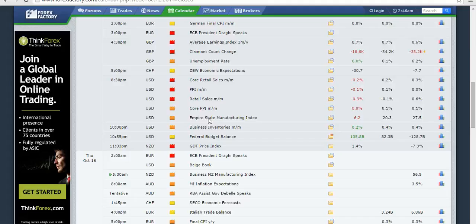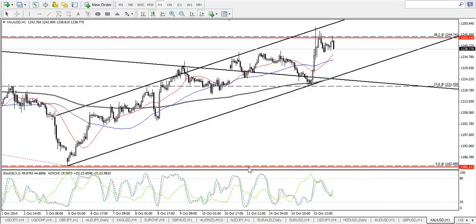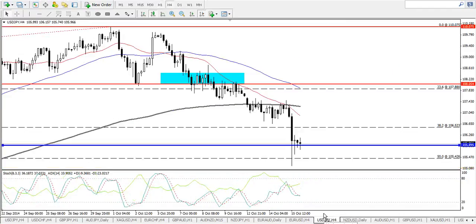So this is what's happening. But again, we'll respect the levels that we have just mentioned in the previous four major currencies.